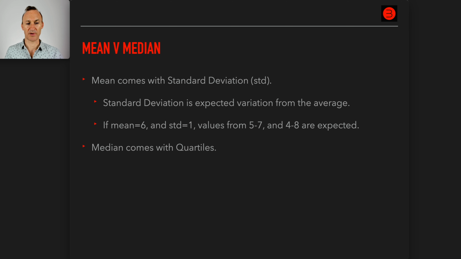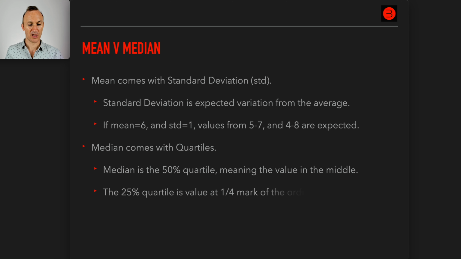The median, by contrast, comes with quartiles. So the median is the 50% quartile, meaning the value in the middle. The 25% quartile is the value at the 1/4 mark of the ordered data. I mentioned ordered because you don't know what it is until you put it in order from least to greatest. The mean, you can just add them all up. You don't have to have it ordered. Another way you can look at the 25% quartile is that it's the median of the first half of the data.